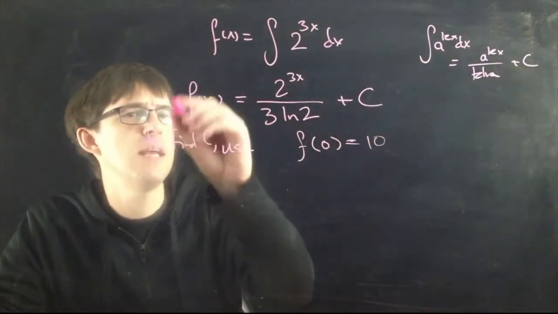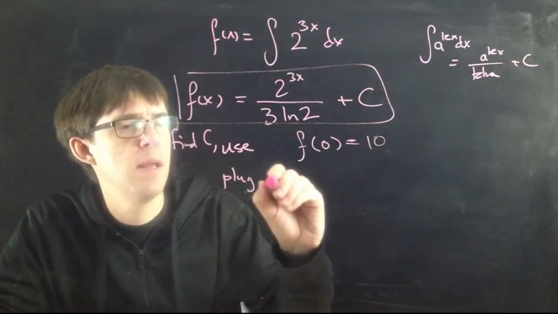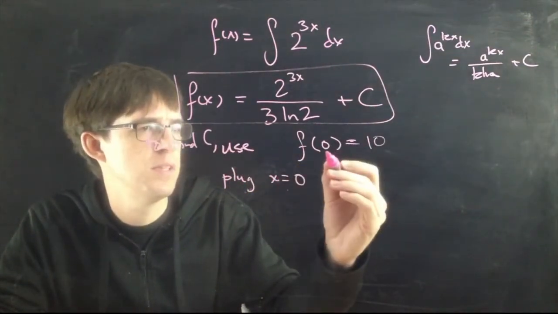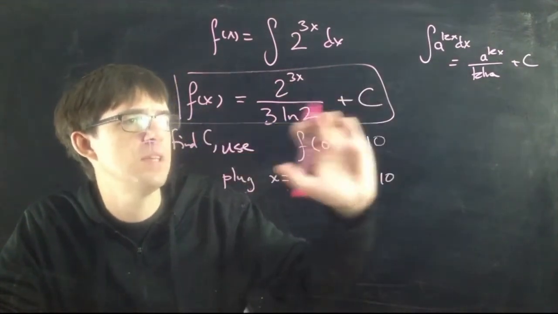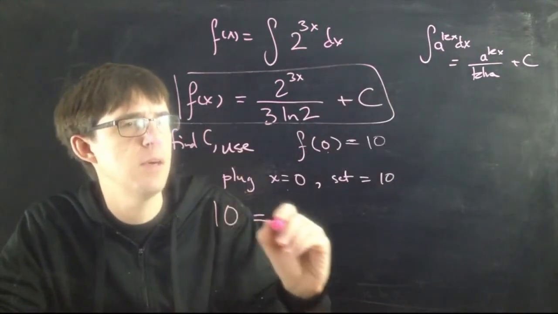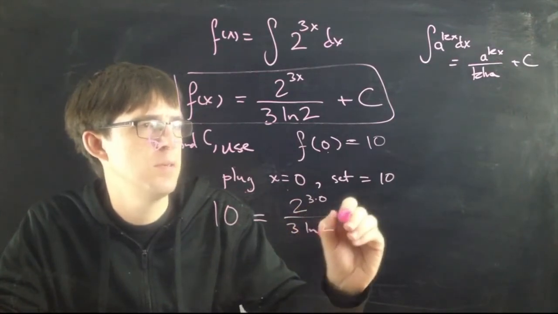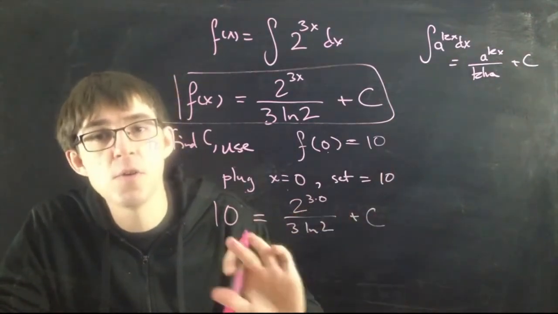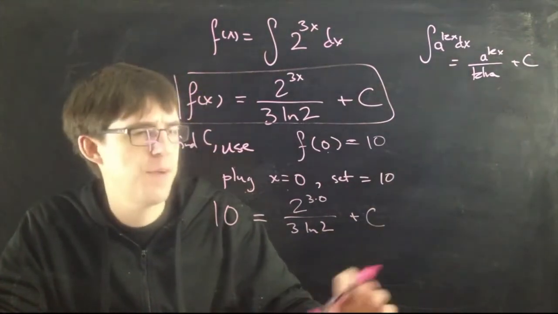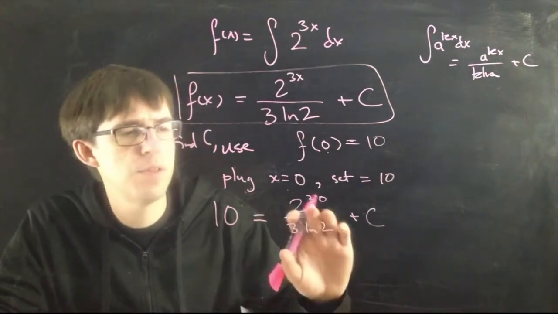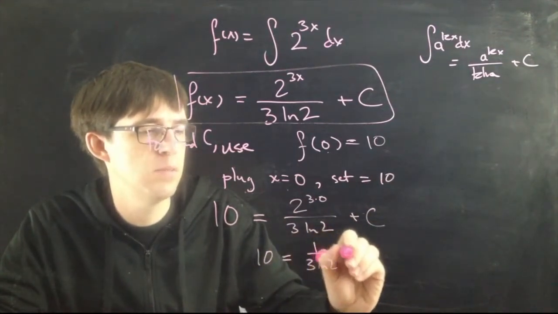How can we do that? I'm going to take this formula that I just found. That's not my answer yet because I need to find the c. We are going to plug in x equals 0, and then set equal to 10. So f of 0 equals this with a 0 plugged in, and it's 10. So I go 10 equals 2 to the 3 times 0 divided by 3 ln 2, plus c. And now I can solve for c. It has no x remaining, so it can be solved for c. Can we simplify? 2 to the power 3 times 0 is 2 to the power 0, which is just 1 up top. So 10 is 1 over 3 ln 2 plus c.